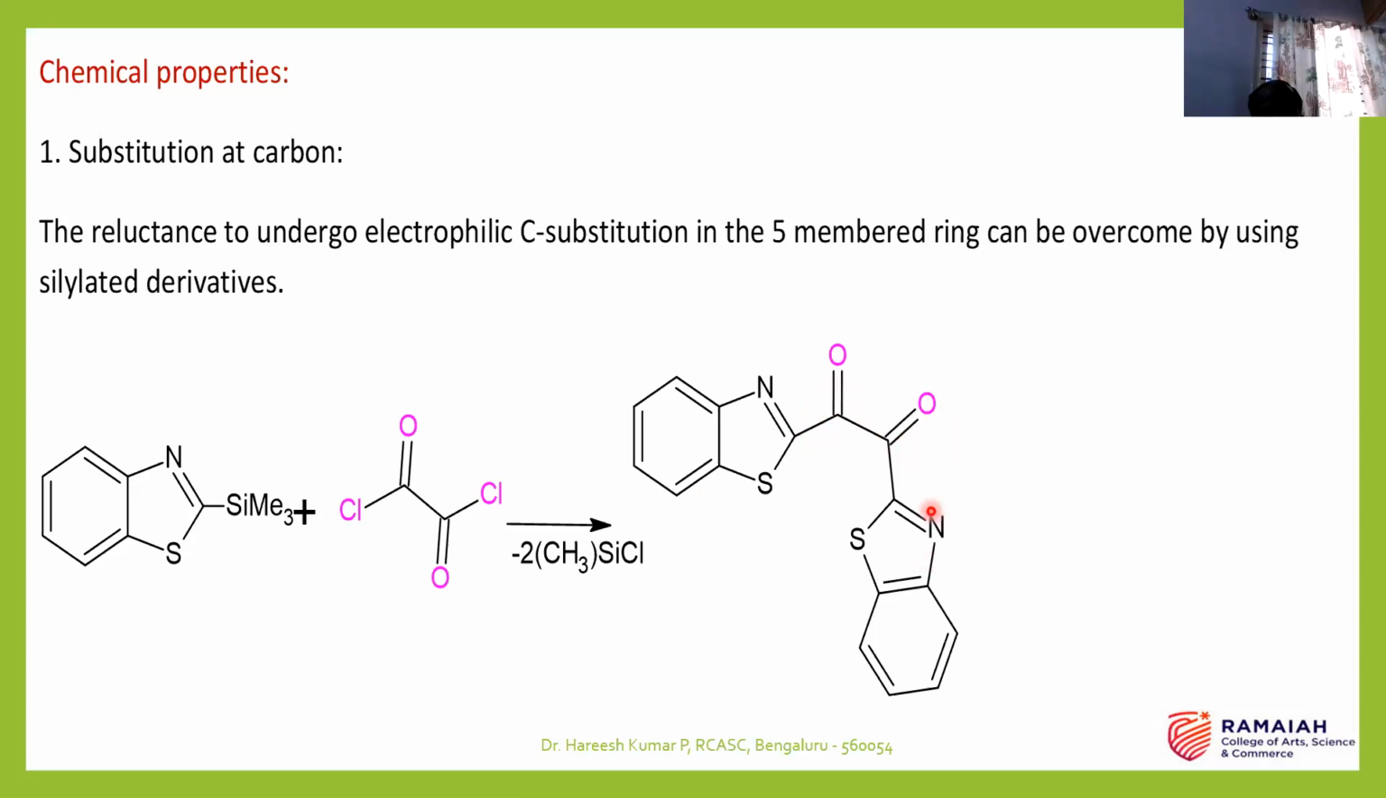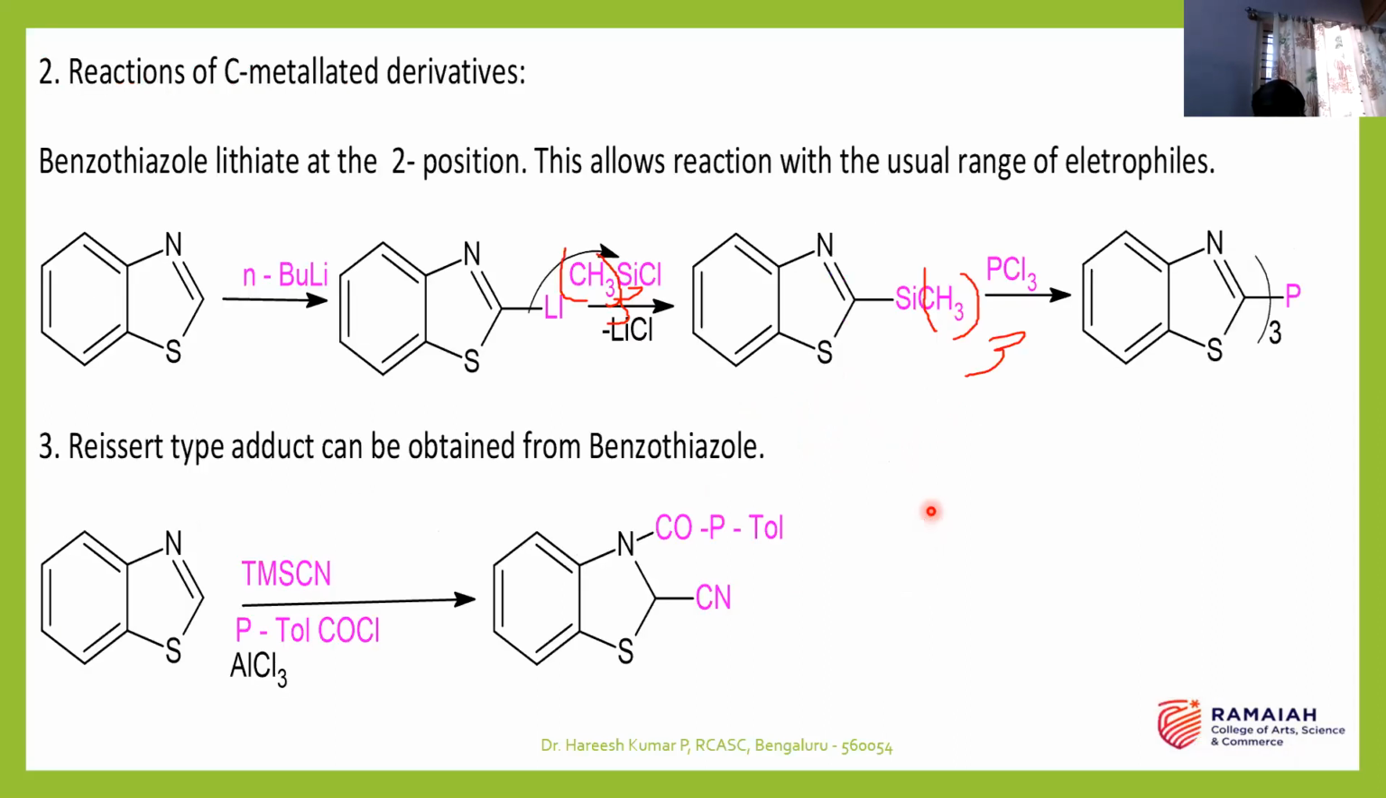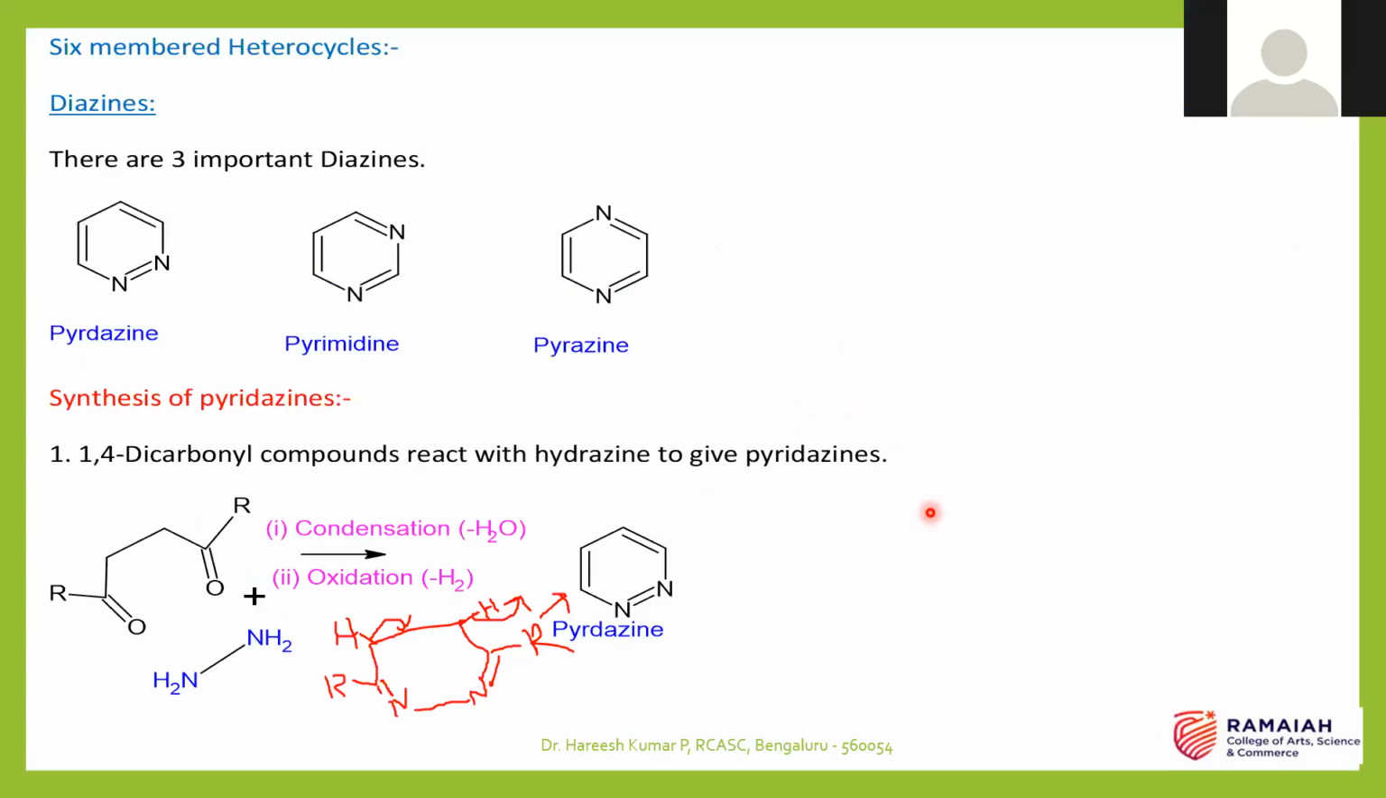So these are the two reactions of benzothiazole. With this, I think we completed the benzo-fused ones. We discussed benzofuran, benzothiazine, benzimidazole, benzoxazole, and benzothiazole. These are the benzo-fused analogs. More particularly, we discussed the preparation and chemical reactions.